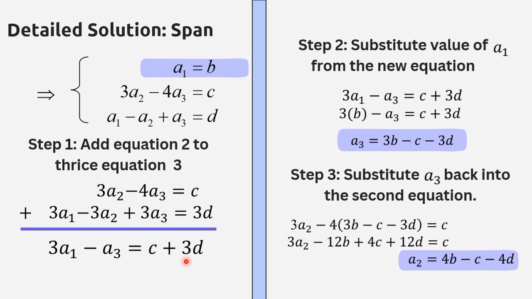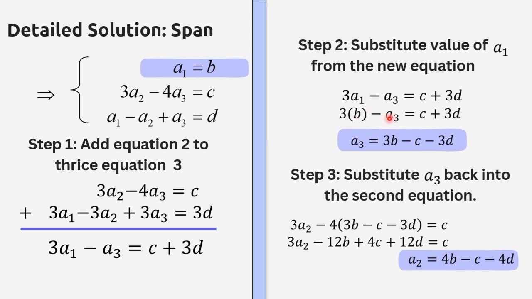Now for step 2, we are going to substitute the value of a sub 1 for our three equations here. We have a sub 1 which is equal to b, which is substituted from the new equation. So here we have 3 times b since we already substituted a sub 1 from the new equation minus a sub 3 which is equal to c plus 3d. Now here, if we transpose the other values, we will have the value of a sub 3 which is equal to 3b minus c minus 3d.